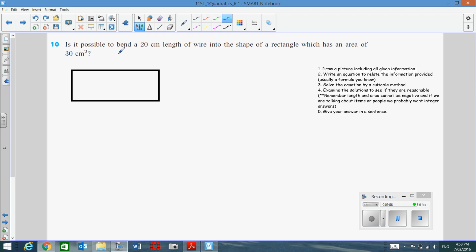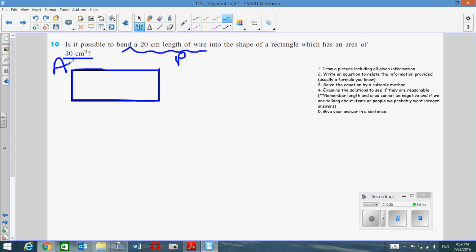Automatically, we know something: the length of wire is bending to make this shape. So if it's bending to make this shape, that means that is going to be the perimeter. So I know something about the shape already. We have the perimeter is 20, and we want to make a rectangle with area of 30 centimeters. So we have something about the perimeter, and we've got some information about the area.